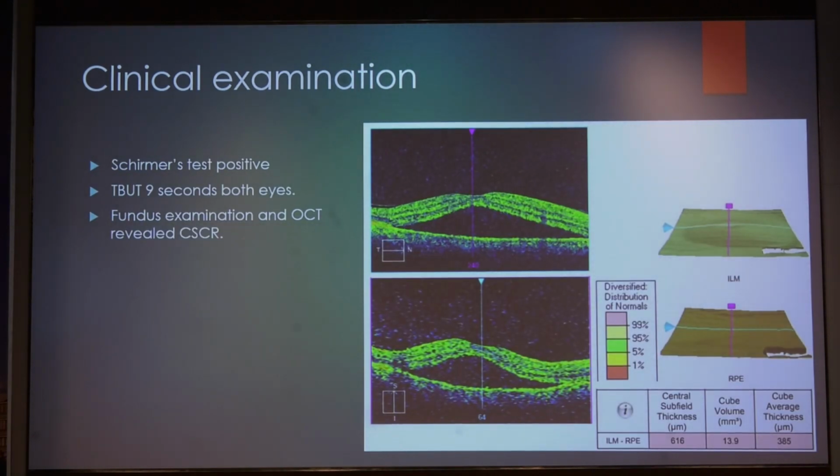Schirmer's test was positive and T-BUT was 9 seconds in both eyes. Fundus examination and OCT revealed CSCR. Our central subfoveal thickness was 6 and 6 microns on presentation.